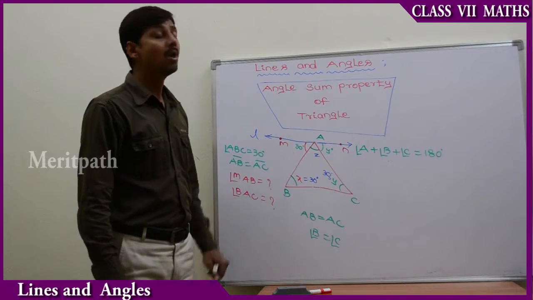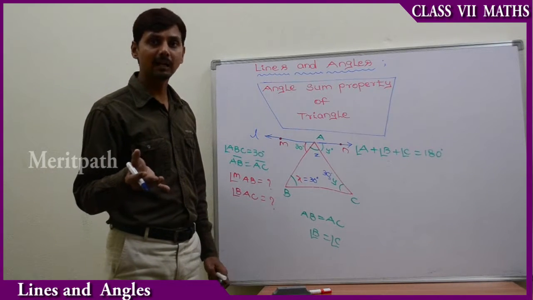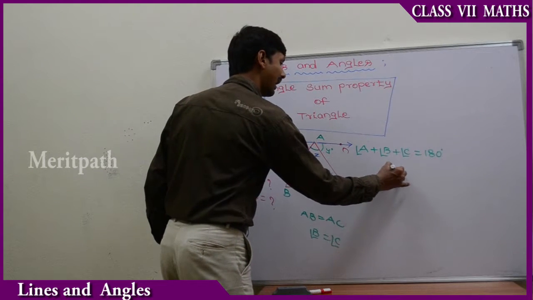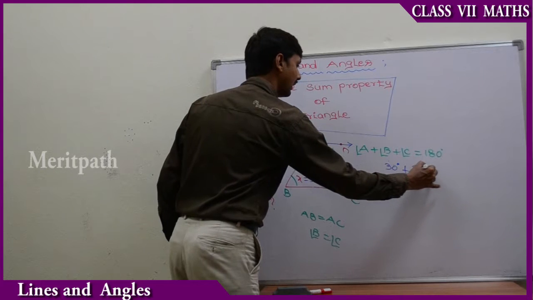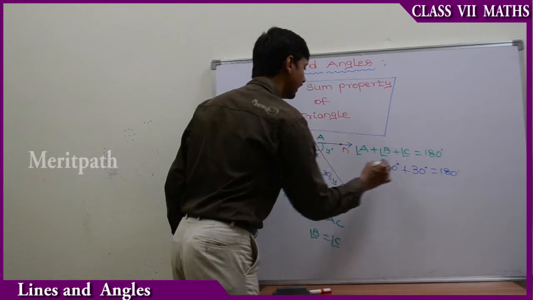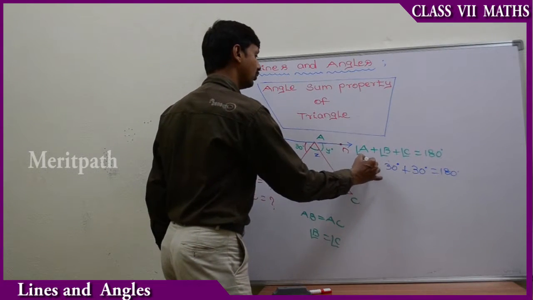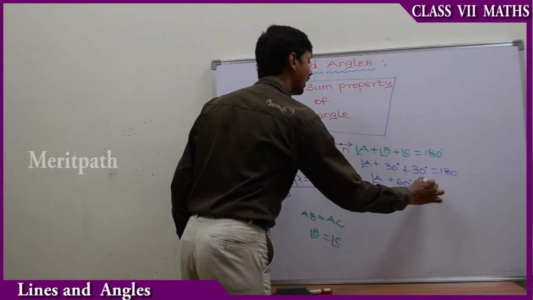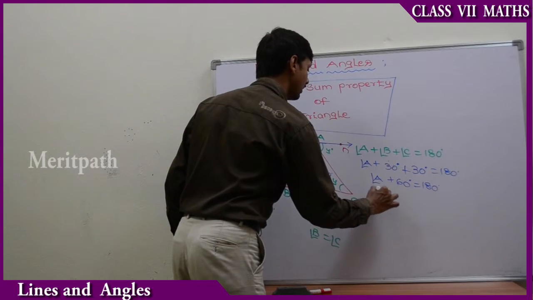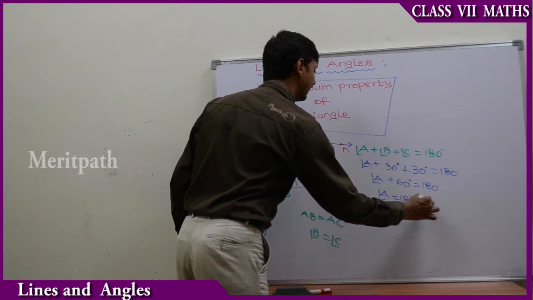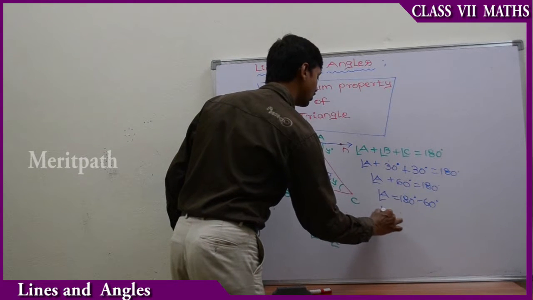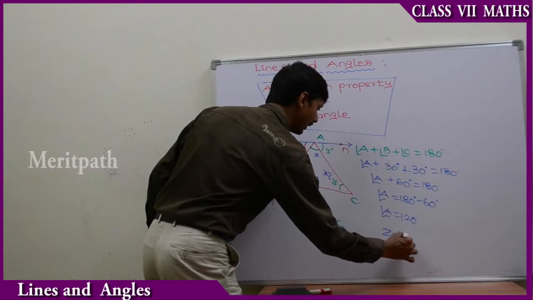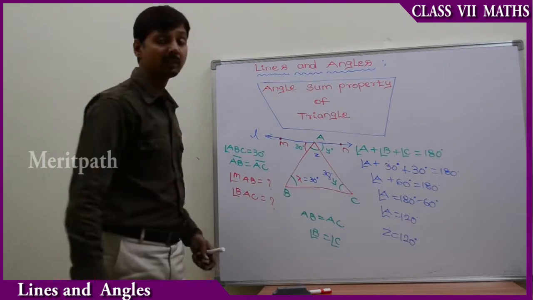As we know, the sum of the three angles of a triangle is 180 degrees. Here angle B is 30 degrees and angle C is 30 degrees. Angle A we don't know, so let's find angle A. Angle A plus 60 degrees equals 180 degrees, so angle A is 180 minus 60, which is 120 degrees. So Z is equal to 120 degrees. Finally we got the value of Z.